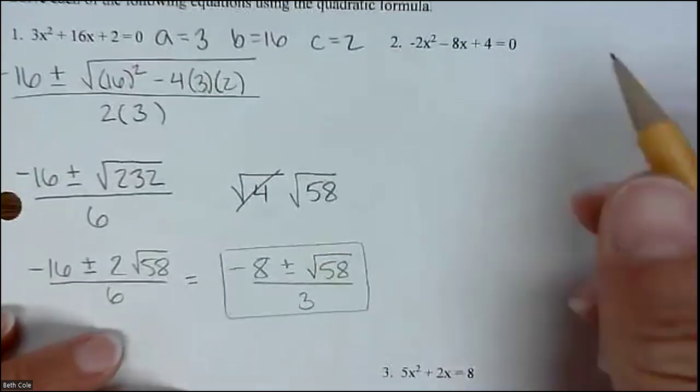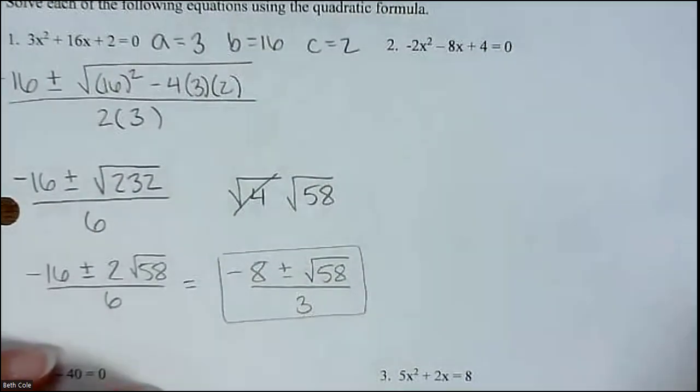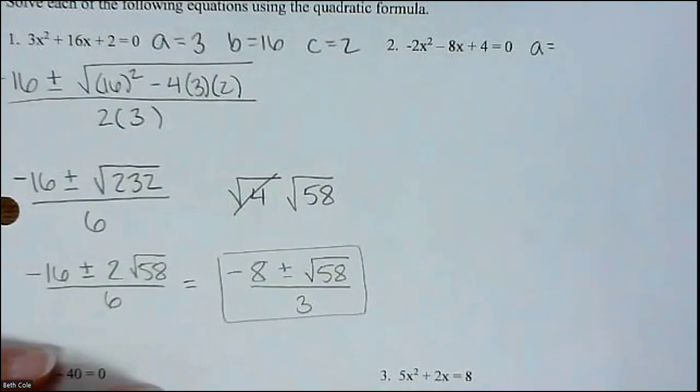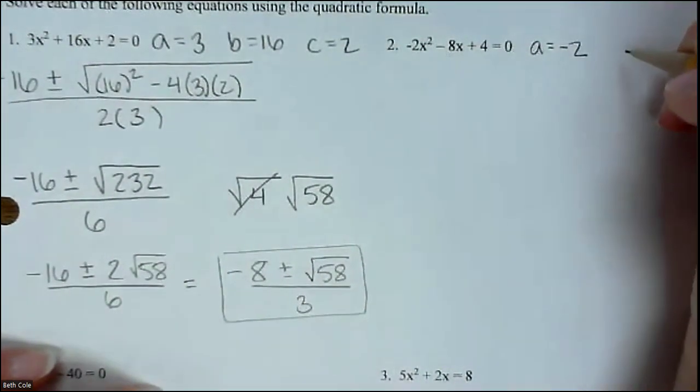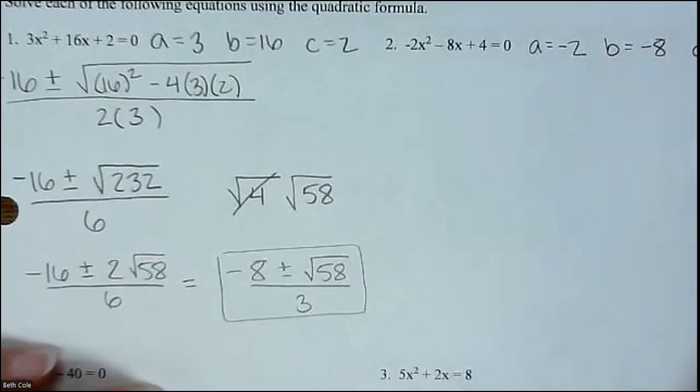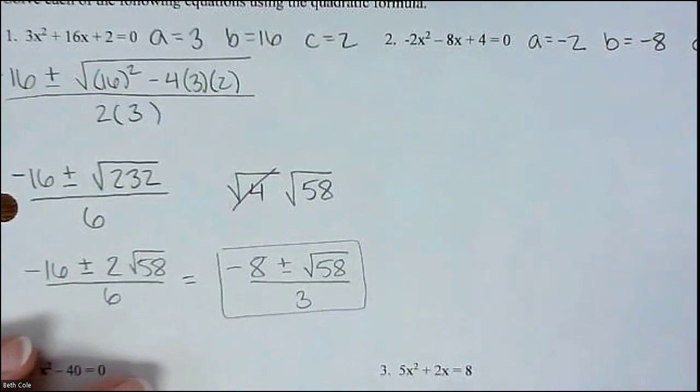Let's try it again. Does this one equal 0? Great. What is A? Negative. Good. Okay, I got you listening to me. B is negative 8. C is 4. Don't be too proud to write that down, so you don't mess it up.